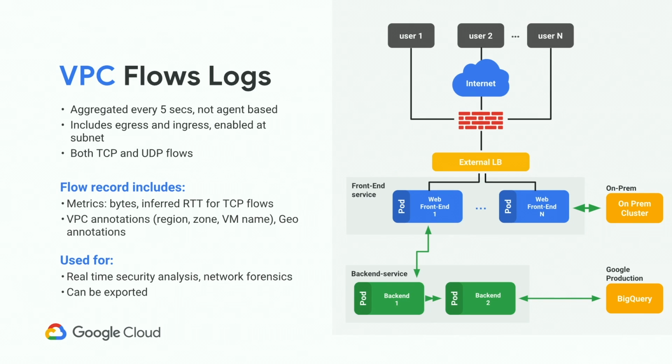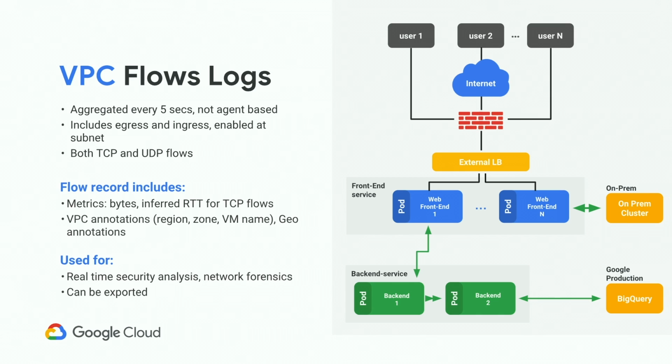Visibility. One of the most important things when we talk about network security is being able to see what is going on in your network and get to know if there are any malicious actors trying to gain advantage of your network. One of the most important things we have for you is VPC flow logs, which can give you raw logs of all the flows within your network. VPC flow logs are aggregated every 5 seconds, so nearly real time, and they are not agent-based for GKE.